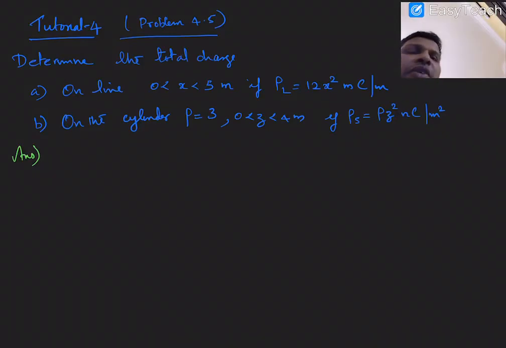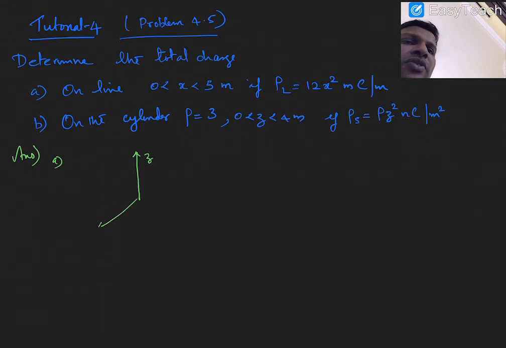We will see one problem from tutorial 4, problem number 4.5. So determine the total charge. The first part of the question is part A. That means there is a line which carries charge.